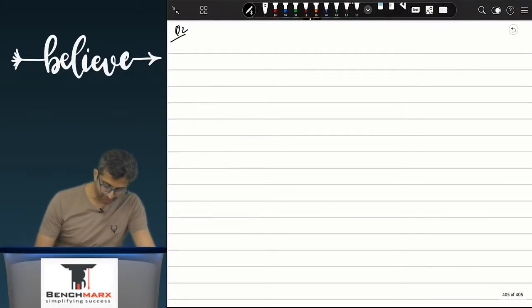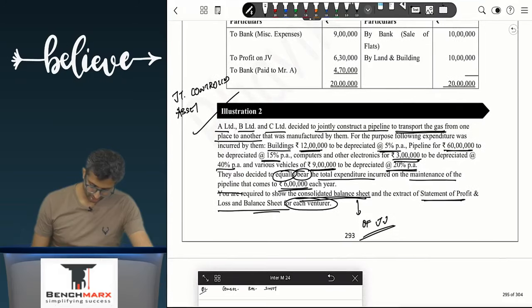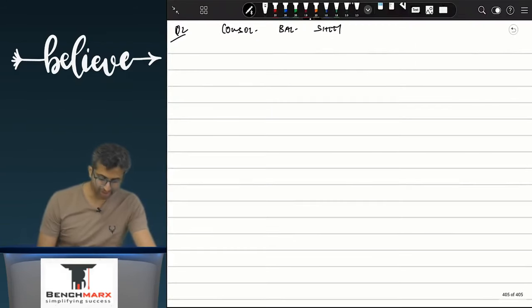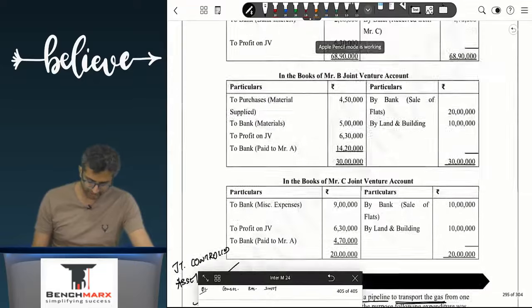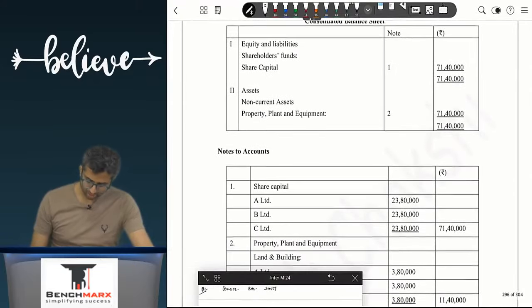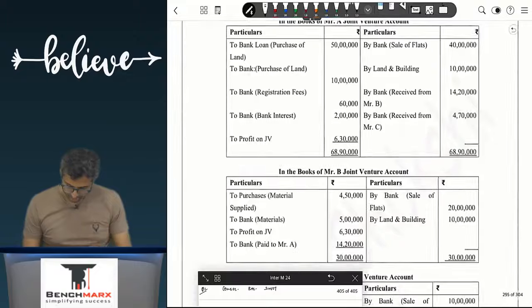So question 2, if I look at the consolidated balance sheet, we are doing it in line with what the institute has done, though an alternative presentation is very much possible. If I prepare the consolidated balance sheet, what is there in the balance sheet? There is nothing, there are just assets and money contributed by each party to buy that asset. And there will be some depreciation, if any. It will be more or less an extract.